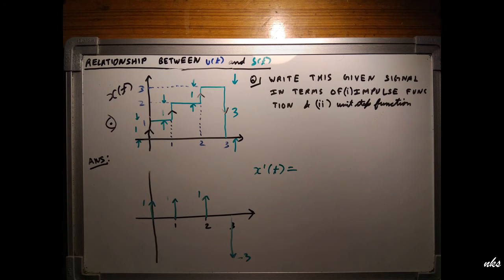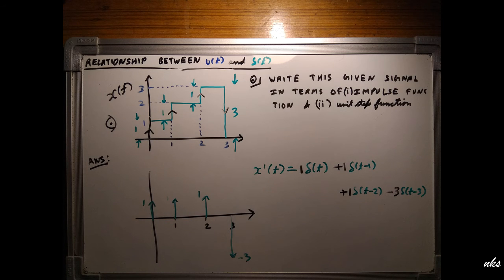Now I will write this impulse signal. So what you have to do, just write the points at which the impulses lie. So first impulse lies at t equal to 0, so delta(t). Next one at t equal to 1, so delta(t minus 1). Then delta(t minus 2), delta(t minus 3). Now we will write the magnitude of the impulses. First impulse magnitude is 1, second one is 1, third one is 1, and last one is negative, that's why minus sign, and 3.